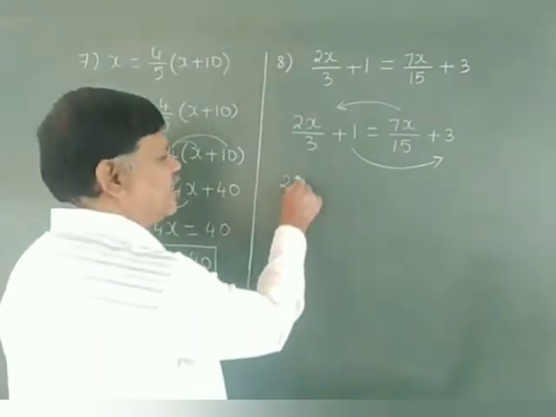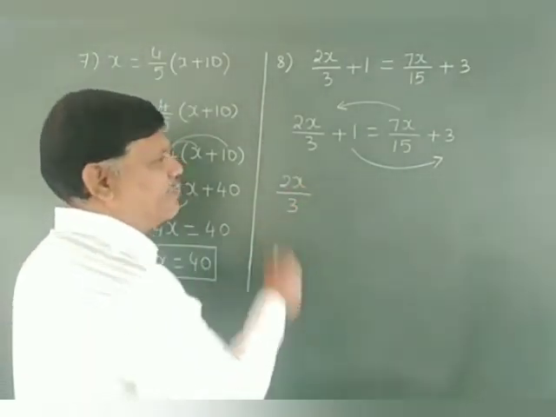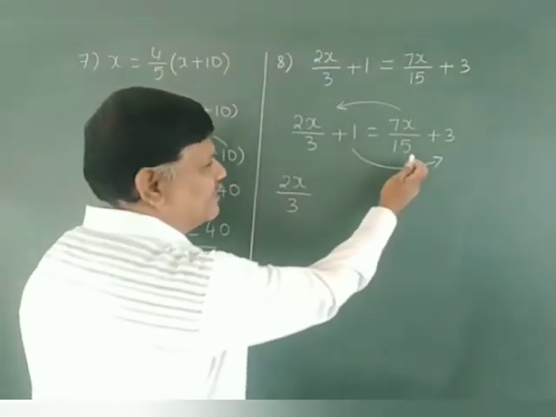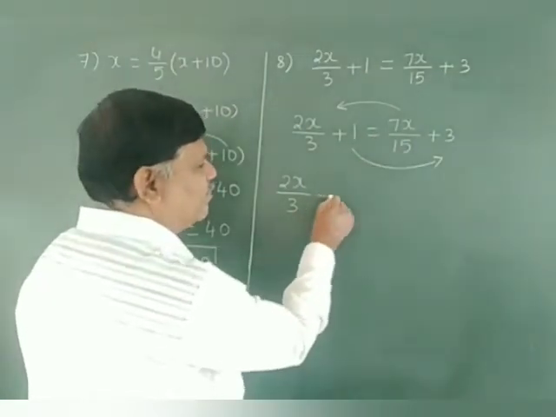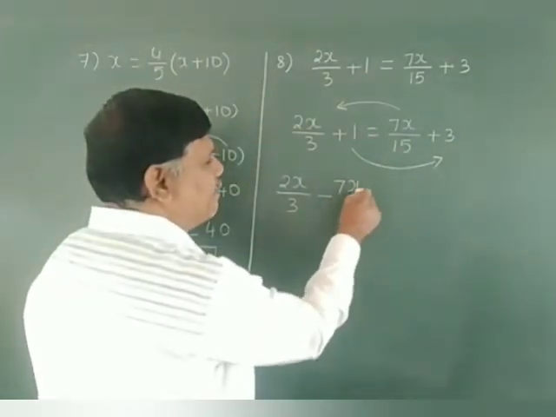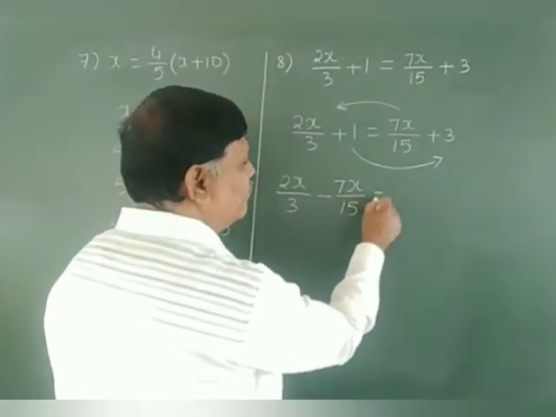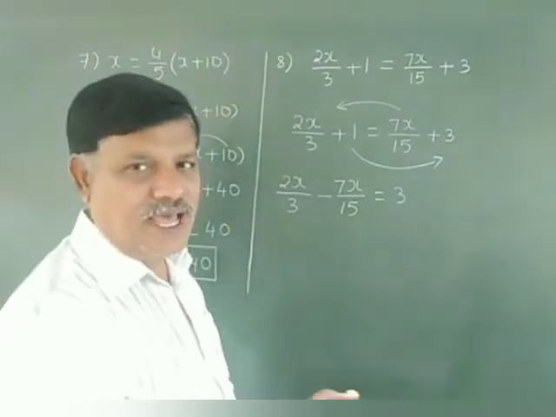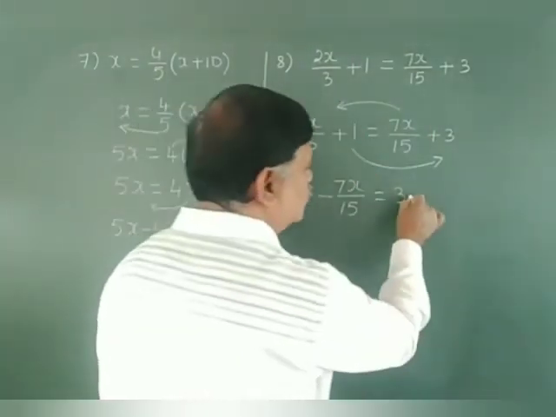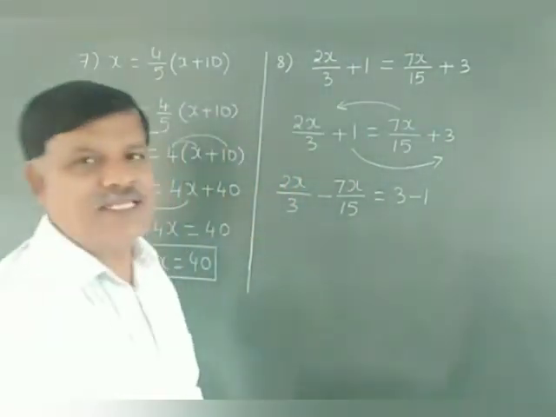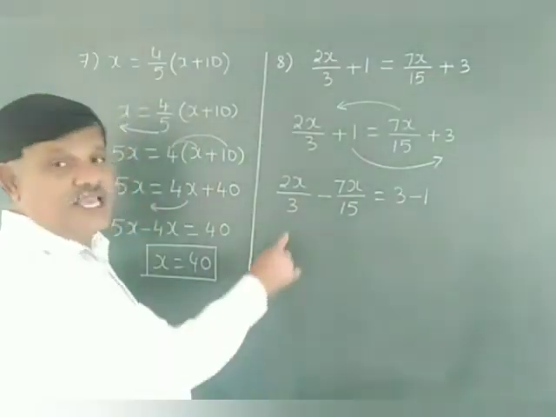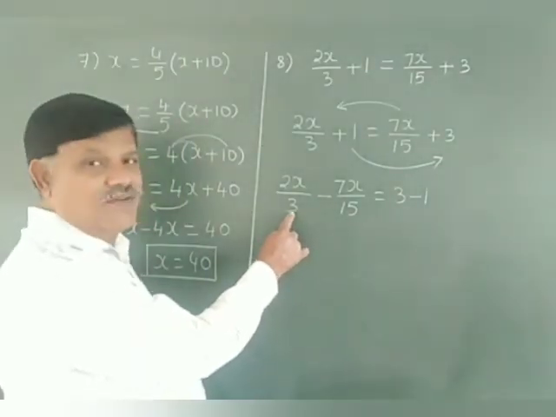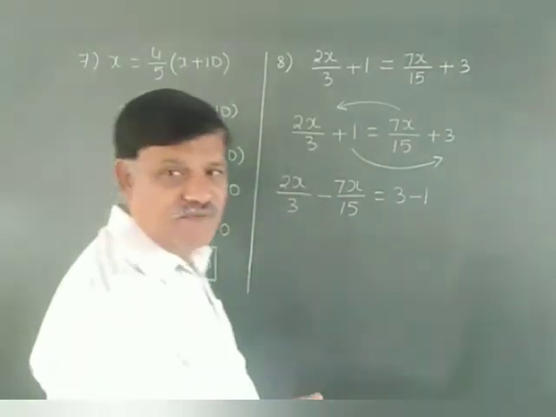So what you have in LHS, 2x by 3 plus 7x by 15 will come to LHS as minus 7x by 15. That is equal to plus 3 already there in RHS. Now plus 1 goes to RHS as minus 1. Now here you see the denominator I have 3 and here I have what number, 15.